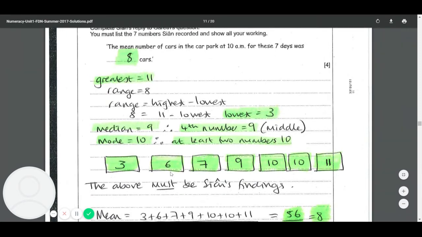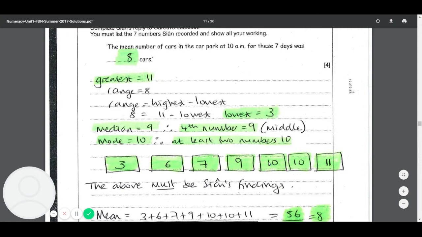So the highest number was 11. They told us that. They told us the 6 and the 7. The mode meant there had to be 2 10s. The median meant there had to be a 9 in the middle. And the 3 was because the range was 8. So we had to have these cars exactly. And then we're looking for the mean.